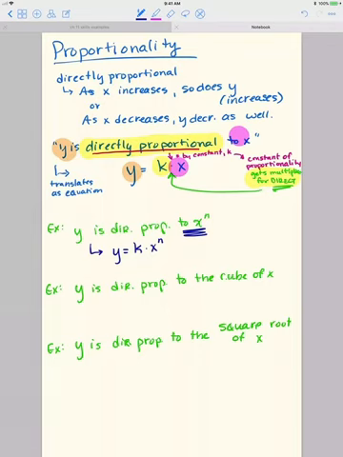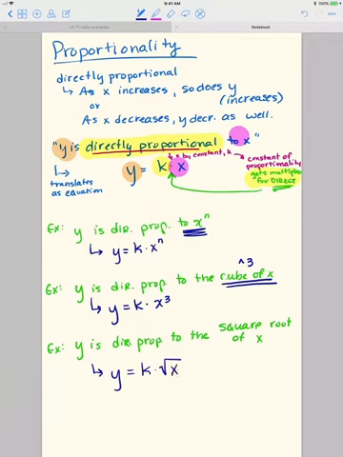If you have an example where it says y is directly proportional to the cube of x, cube being an exponent of 3, then that's what you'll set up in your equation. Y is a constant directly multiplied by the cube of x. Same thing for this last example. Y is directly proportional to the square root of x. So you'll have y equals a constant times the square root of x.